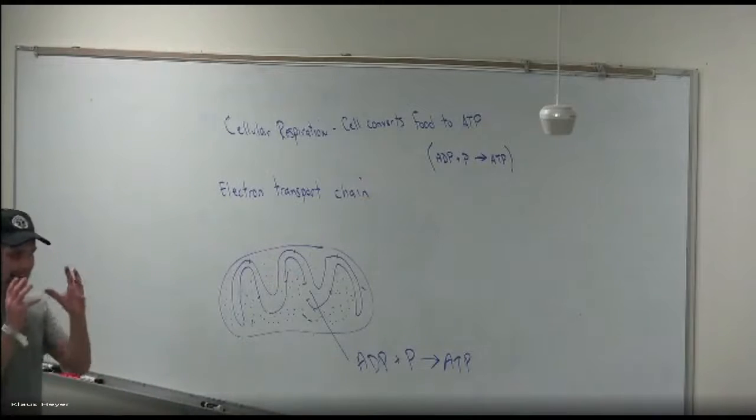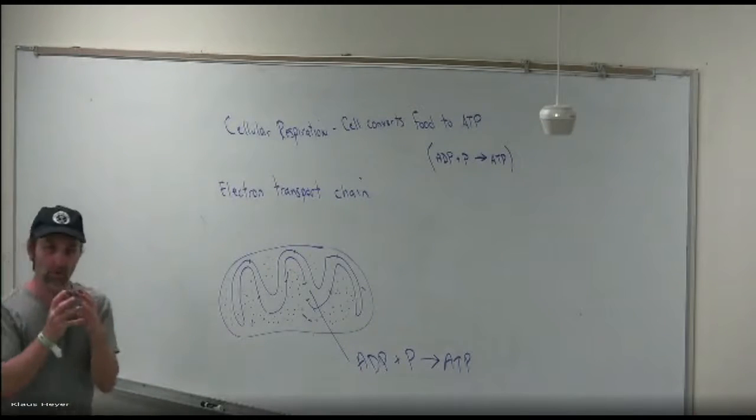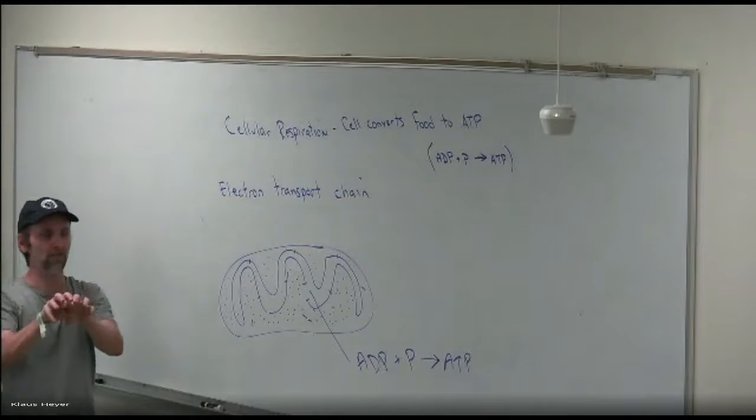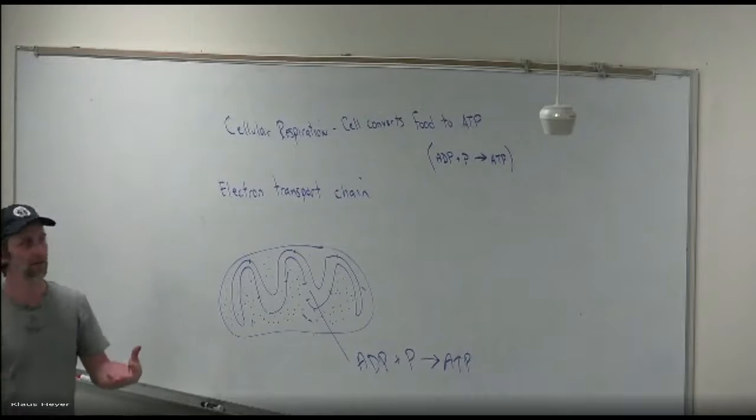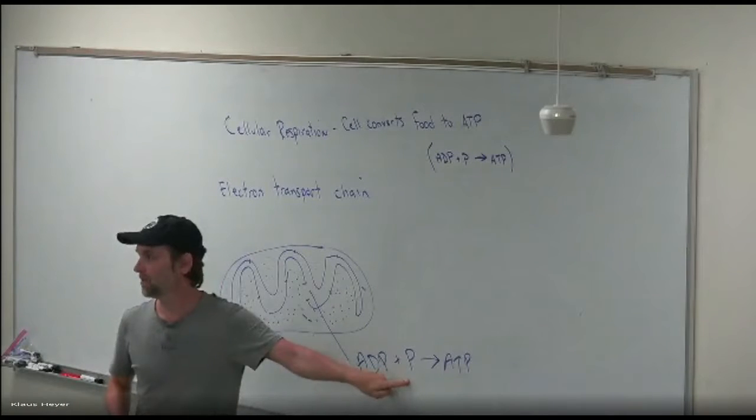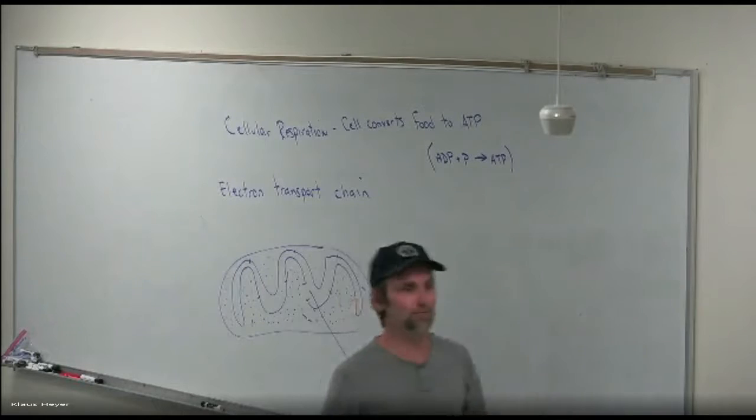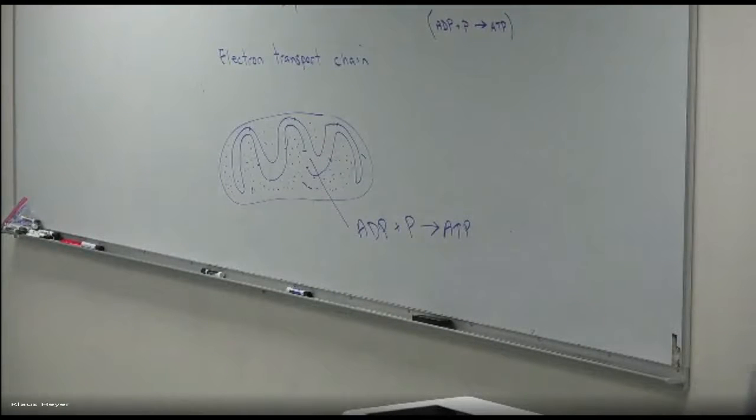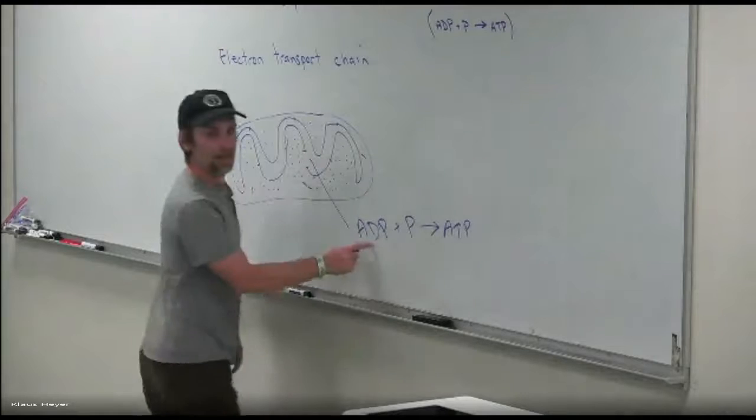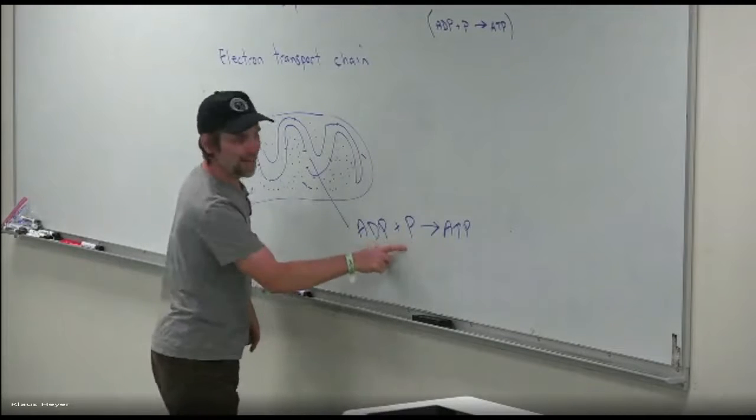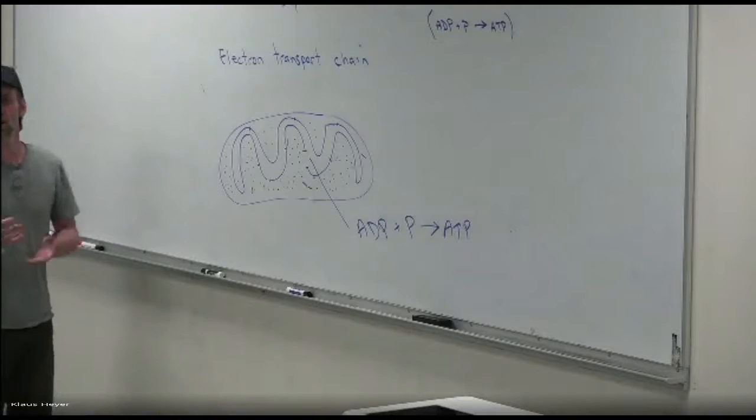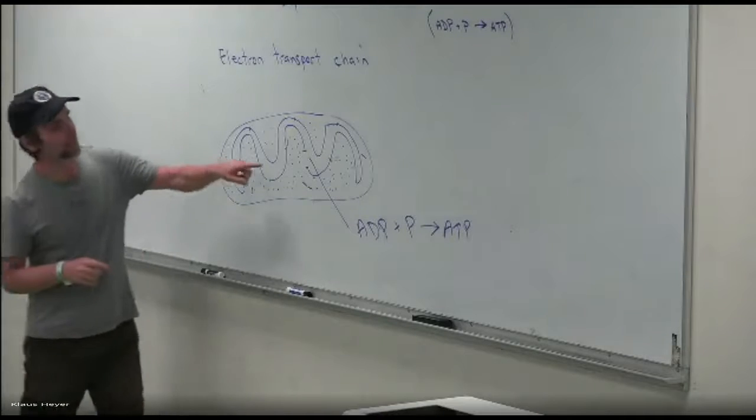Because if you take ADP and you put it together with P, that's anabolic. You're building something. You're taking two things and putting them together. So you're making something new, something bigger. Putting these two together, ADP and P, that's anabolic. We need energy to put those two together. Where are we going to get the energy to put those two together?